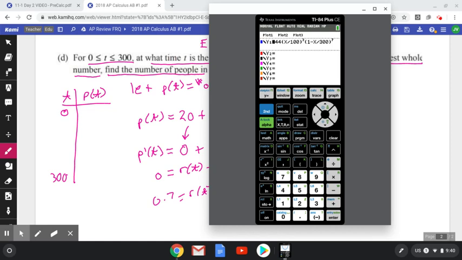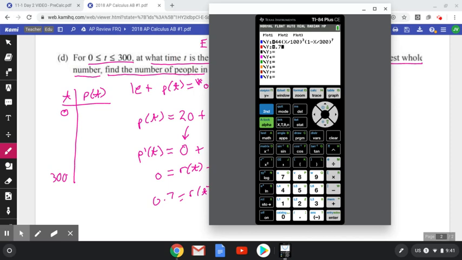So what you can do is cursor over the equal sign and hit enter. And then in this one right here, actually that's wrong. Sorry, that would be for the other method. Let's keep it on. Scratch that, disregard. And we want that r of t, which is in y sub 1, we want that to be equal to 0.7. Now, before we do this, we have to adjust our window a little bit.